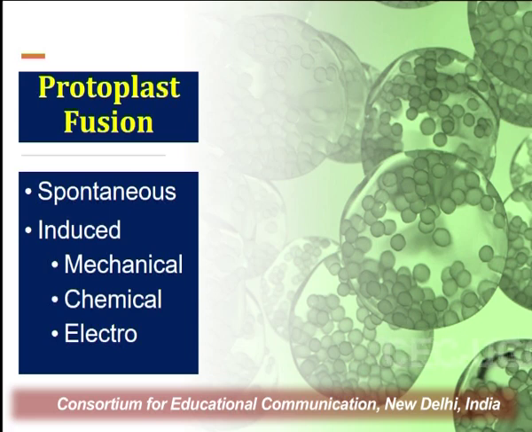Fusion of the protoplast can always be produced by broadly two methods. One is the spontaneous method and the other is the induced method. Induced is again of three types: mechanical, chemical and electrofusion methods. As the name indicates, spontaneous is a method by which protoplasts normally fuse by themselves, though in nature protoplasts have a tendency to repel each other because of a negative charge present on their surface.